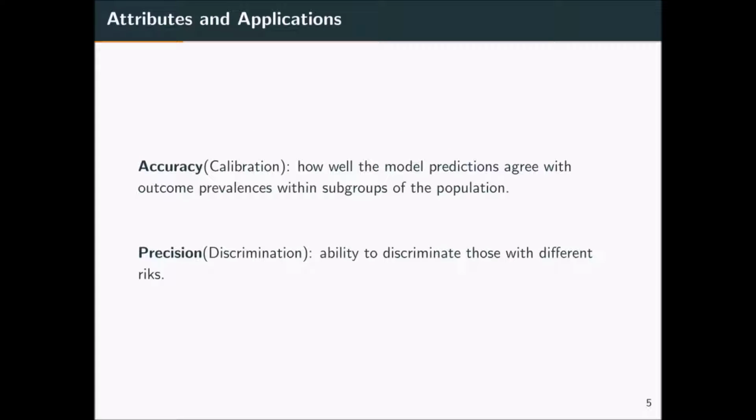The utility of a risk model is determined by two components, accuracy and precision. Accuracy tells us how well the model predictions agree with outcome prevalences within subgroups of the population, and precision is the ability to discriminate those with different risks. In this video, we will emphasize the measures of accuracy and precision and compare performance for different risk models.